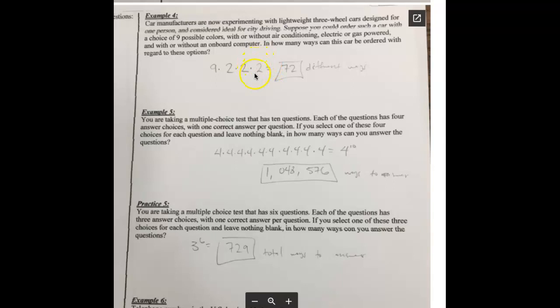So again, there's 4 choices that need to be made. The first choice has 9 options, and the next 3 choices have 2 options each. So multiplying through, 9 times 2 times 2 times 2 comes to the conclusion 72 different ways that this car can be ordered.